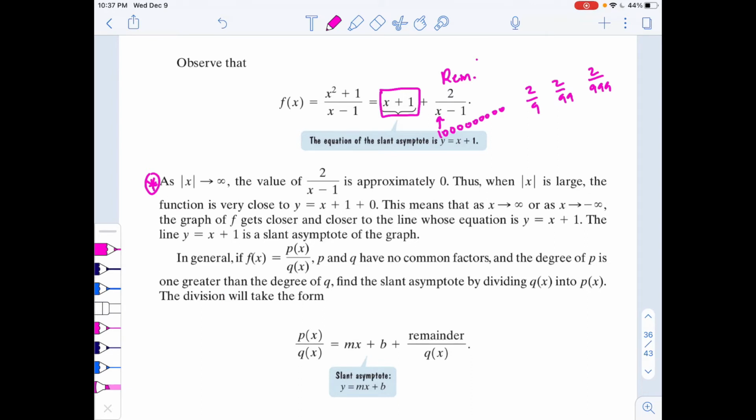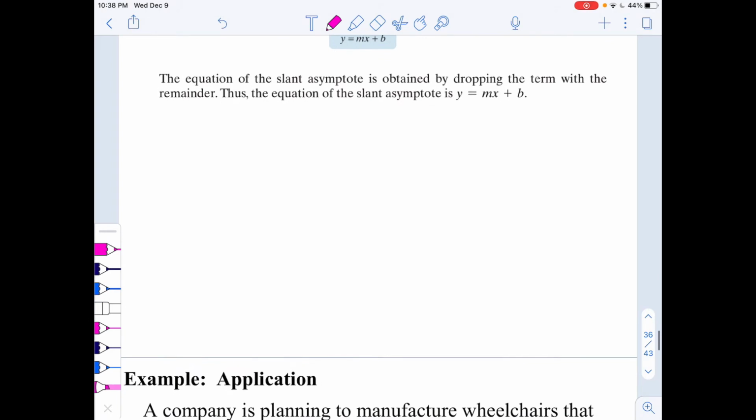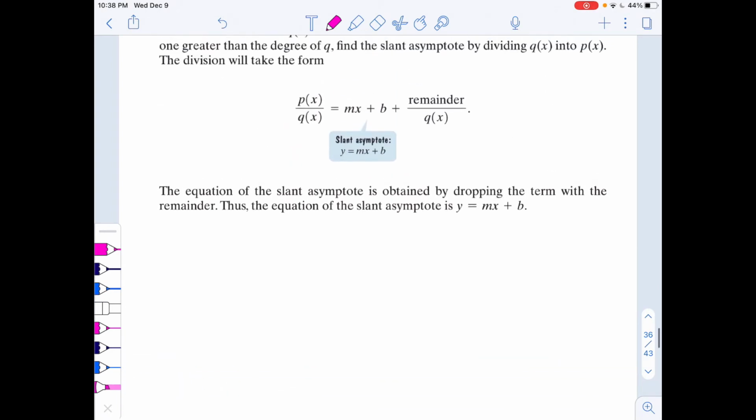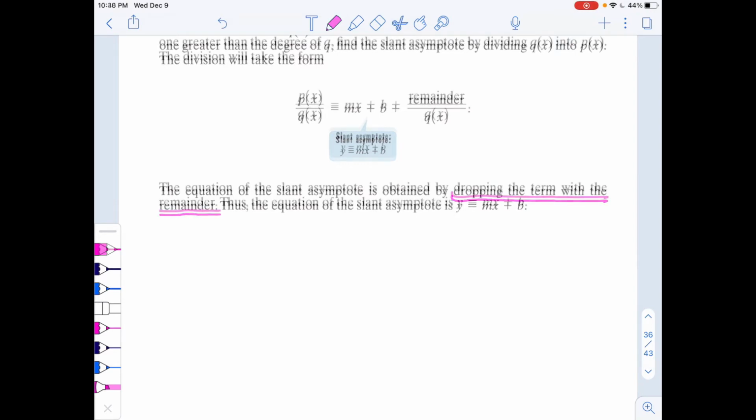So that's where it says that thus, when the absolute value of x is large, the function is very close to y equals x plus 1 plus 0. So that remainder is going to end up getting really close to 0, which is why we don't worry about it. If you want to read the rest, feel free to pause it and take a look, but I think you got the idea. All right. So the last thing it just said was that the equation of the slant asymptote is obtained by dropping the term with the remainder.